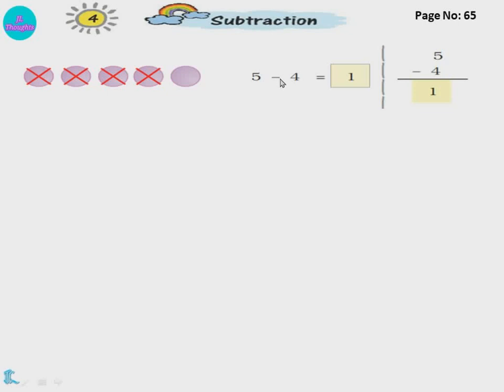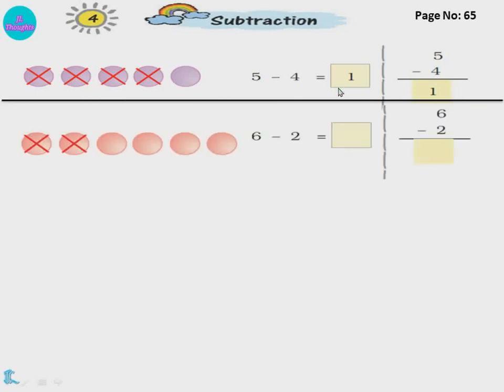In that minus 4, always see, minus means take away, remove. Okay, if you remove 4, 1, 2, 3, 4, how many is left? 1. Okay, now the next one, 6 minus 2, 6 balls are there. In that how many you have to remove? Remove means cross it out, 1, 2, then what is left? 1, 2, 3, 4. So you'll write here 4. So 6 minus 2 is 4.